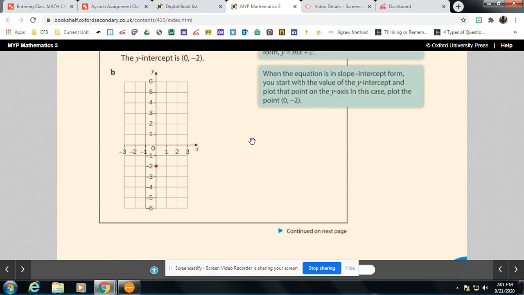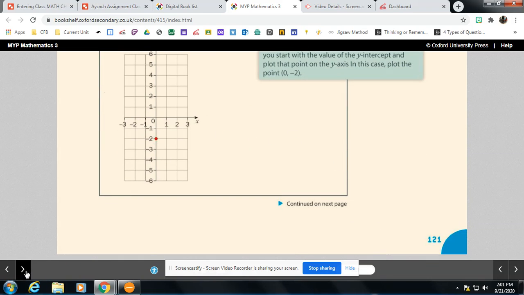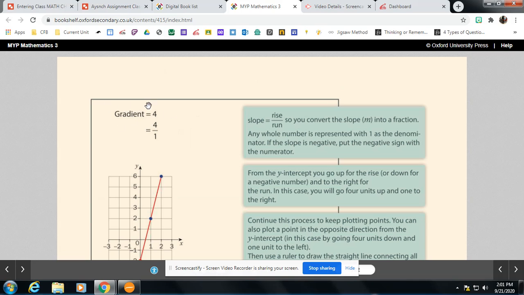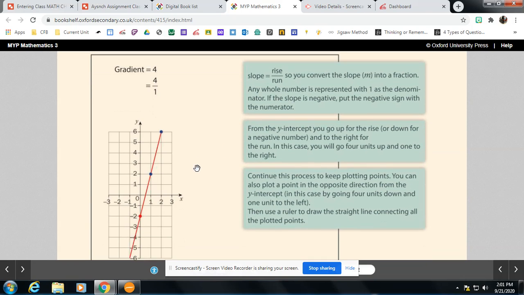For the gradient or slope, we want to use rise over run. You can convert the slope into a fraction. Any whole number is represented with 1 as the denominator. If the slope is negative, you want to put the negative sign with the numerator. From the y-intercept, you go up for a rise or down for a negative. So you can have a negative rise.